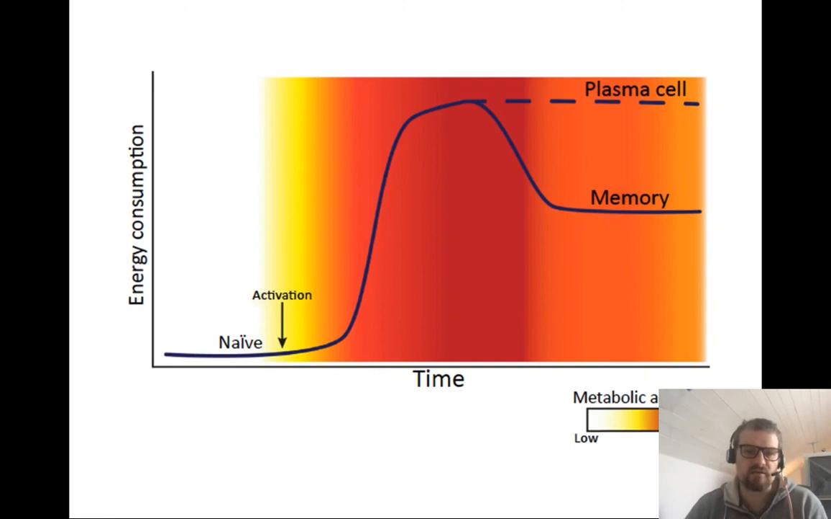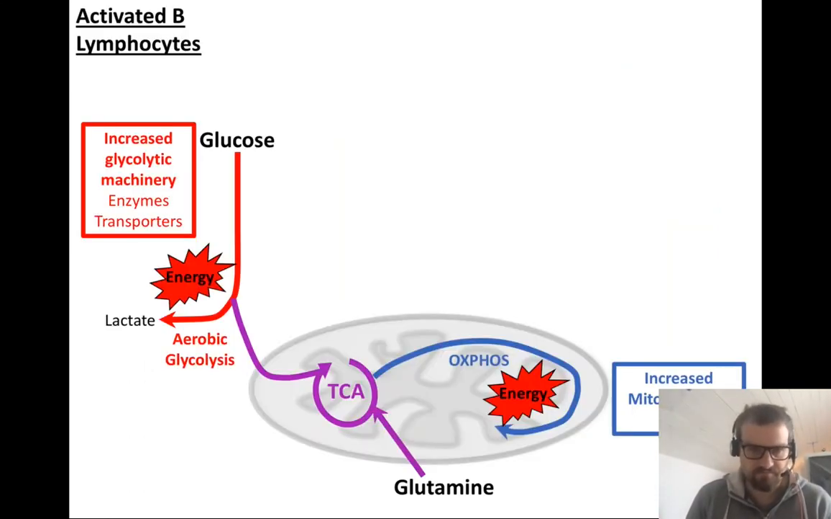Upon activation, you get very clear increase in metabolic rates. In the memory cells, these then become reduced a bit, whereas these plasma cells, which continue the high biosynthetic outputs of making lots of antibodies, these cells maintain these elevated levels of metabolism. So if you take a look at the general picture, it's quite similar here. They have high levels of glycolysis, aerobic glycolysis. They increase their metabolic machinery in the mitochondria.